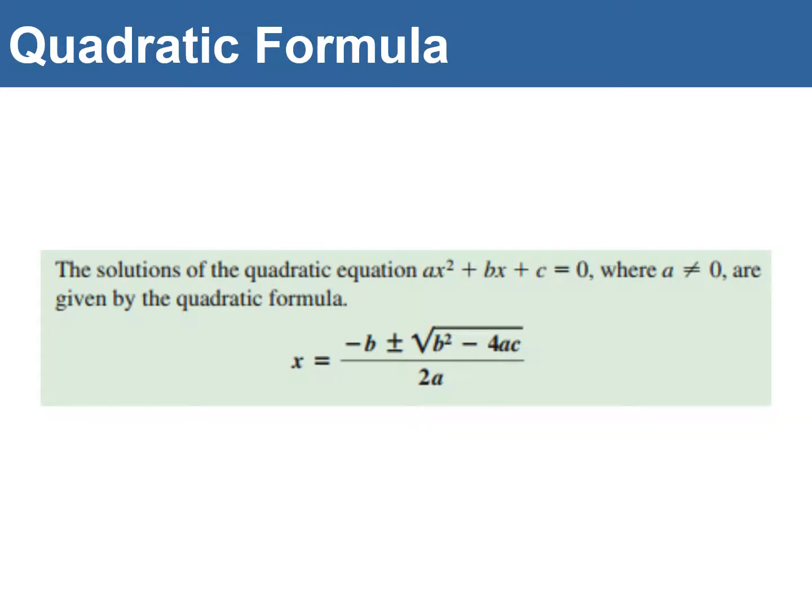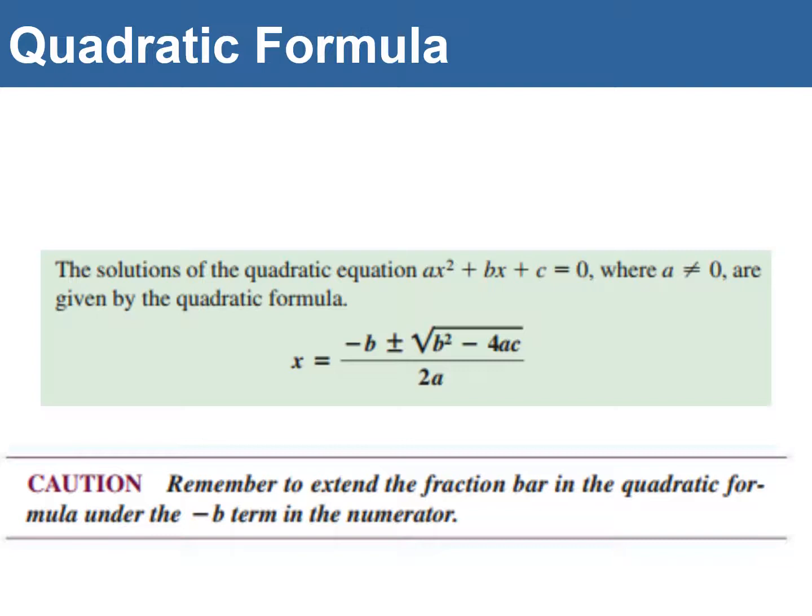Now the quadratic formula, you learn this in Algebra 2. If you have ax squared plus bx plus c is equal to 0, then the quadratic formula gives you the solutions. x is negative b plus or minus the square root of b squared minus 4ac, all over 2a. Now you want to make sure you extend that bar. A lot of students just have the 2a over the square root of b squared minus 4ac. So make sure you extend that fraction bar completely.